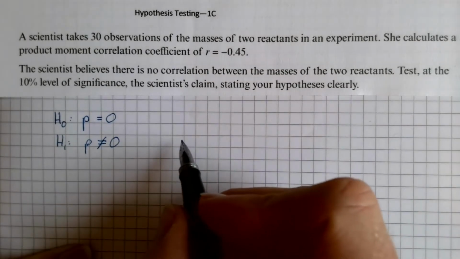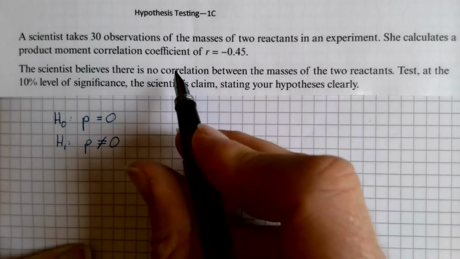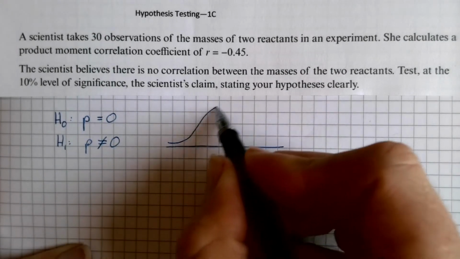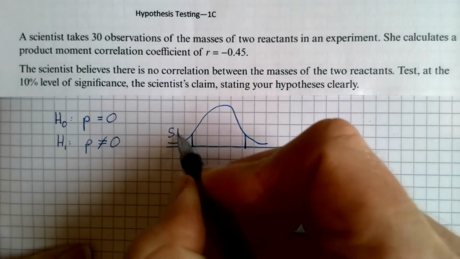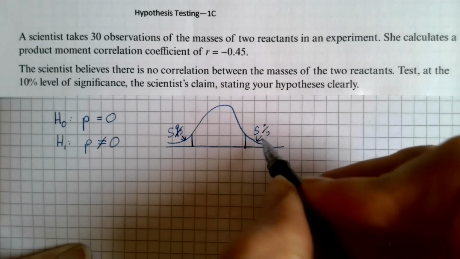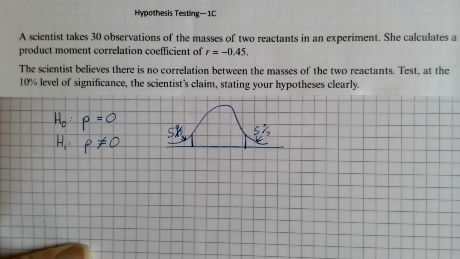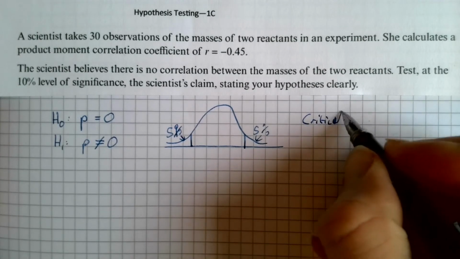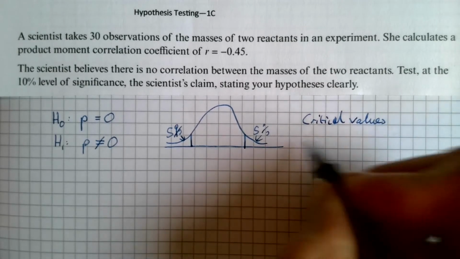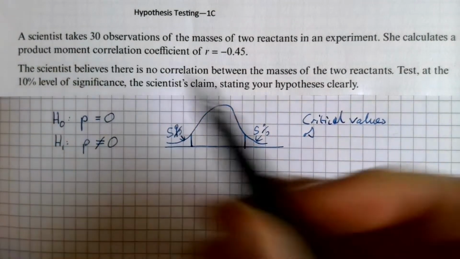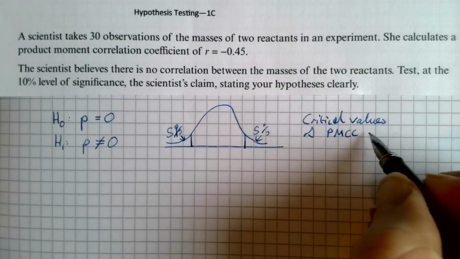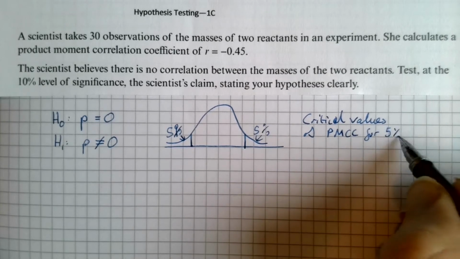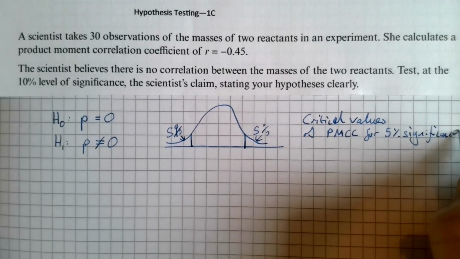So when they look for a 10% level of significance, because we're not saying it's more or less, because she's talking about no correlation, we're looking at a two-tailed test. So if there's our bell curve, we're talking about 5% there, 5% there. What we don't know is what the probability of these things being right. So we can't just go into our binomial distribution on it. We need to be looking at this, which means at this point we need to be finding out what the critical values of a product moment correlation coefficient, I'm just going to write PMCC, for 5% significance, because it's 5% at each end, because it's a double tailed thing.